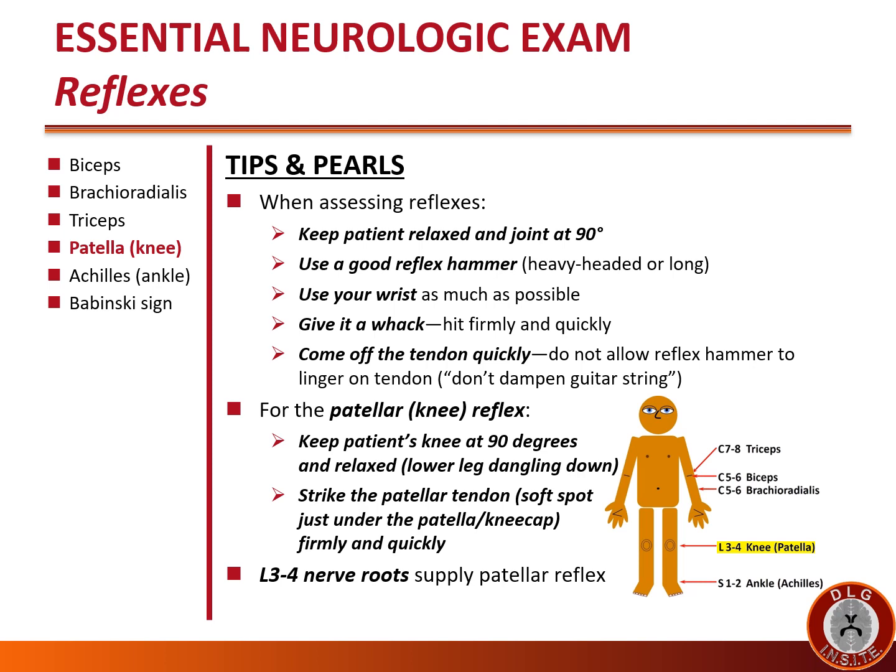Tips and pearls, reflexes, patella or knee jerk. When assessing reflexes, once again, keep the patient relaxed and joint at 90 degrees. Use a good reflex hammer. Use your wrist. Give it a whack and come off the tendon quickly. For the patella or knee reflex, keep the patient's knee at 90 degrees and relaxed with the lower leg dangling down. Strike the patellar tendon, that soft spot just under the kneecap, under the patella, firmly and quickly. L3-4 nerve roots supply the patella reflex.